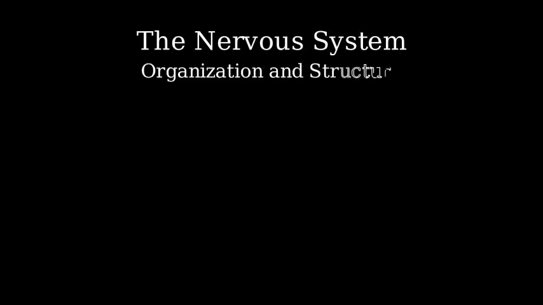Welcome! Today we'll learn about the organization of the nervous system by building a complete diagram showing how different parts are connected. Let's start with the central nervous system, or CNS, which includes the brain and spinal cord. This is the command center of the nervous system.